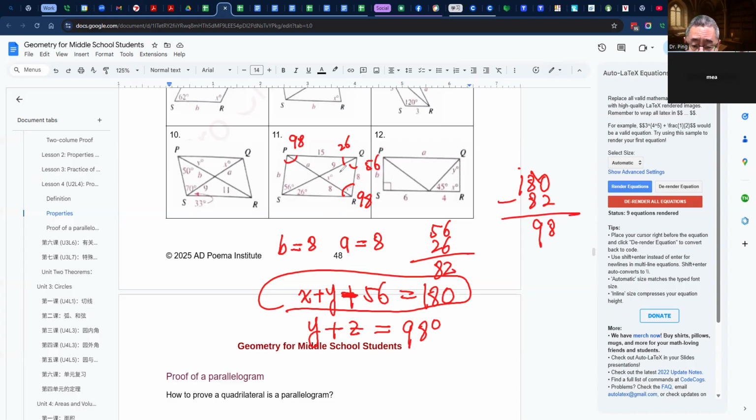Okay. So let's call this one Z. So we got Y plus Z is 98. And also X plus Y plus that, 180. Huh. Well, let me think about this one, okay? But anyway, we got A and B, so each is 8 and 8. So we got the last one, 12, okay?